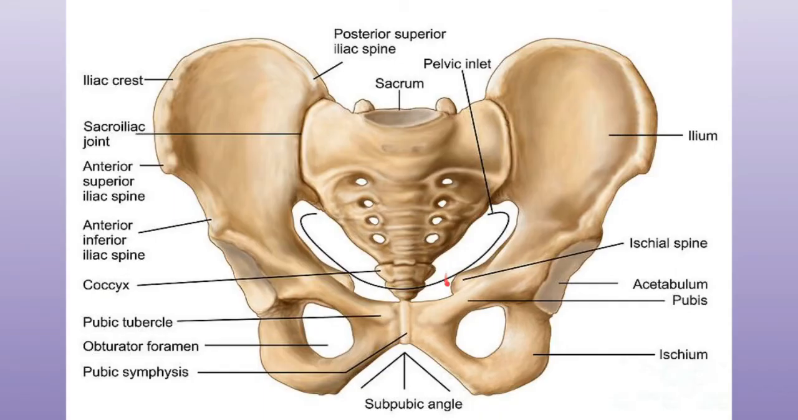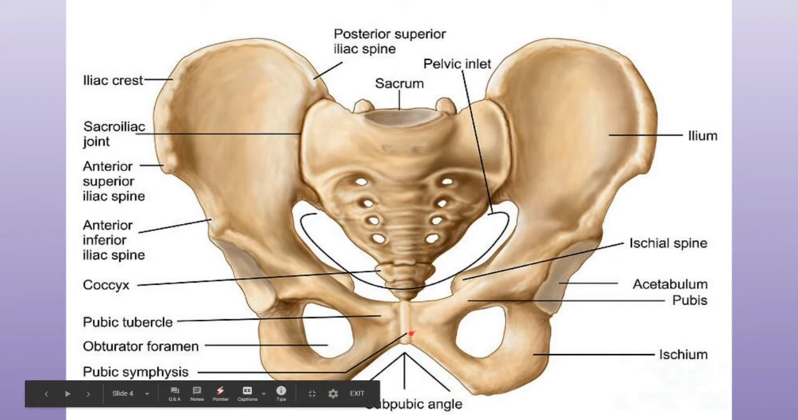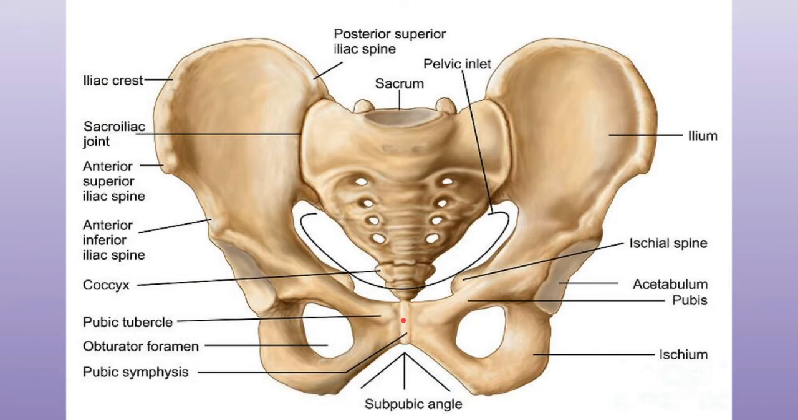Now as you can see in this diagram, this is the pubis part. The pubic part of the two hip bones meet anteriorly in the median plane and form the pubic symphysis. This is the pubic symphysis. Also the two hip bones form the pelvic or the hip girdle. And remember, the bony pelvis is formed by the two hip bones joined to the sacrum and the coccyx.